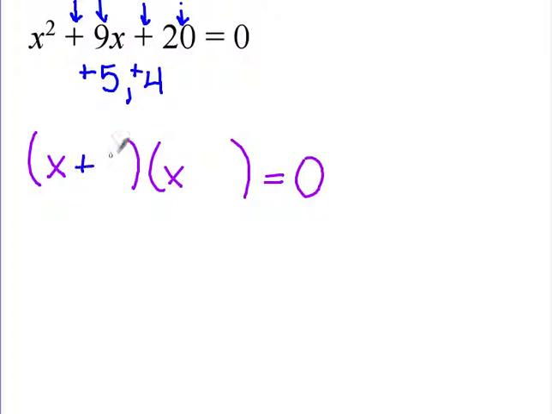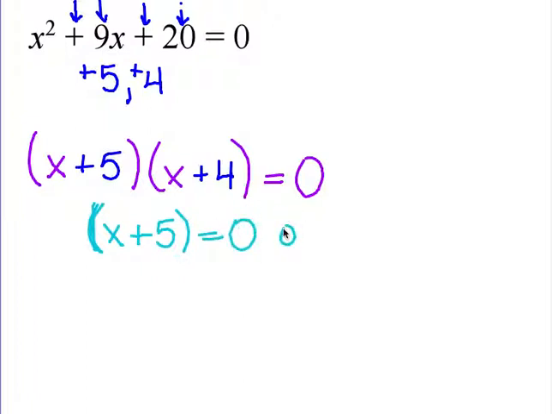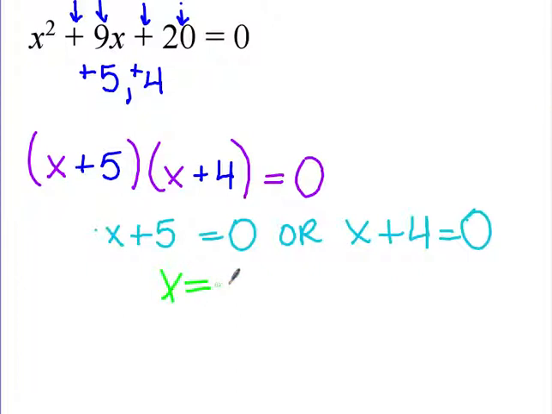Positive, positive. So I'm going to translate the positive 5 and the positive 4 down below. And I've got two quantities. Either x plus 5 equals 0, or x plus 4 equals 0. I'm going to go and get rid of those parentheses, there's no need. So what are my two solutions going to be? X equals -5 and x equals -4.